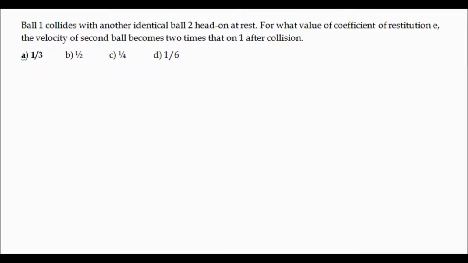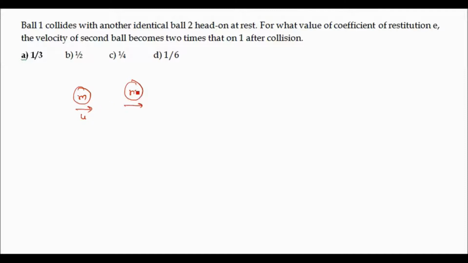Now we will move to our next problem, and this problem says that ball 1 collides with another identical ball 2 head on at rest. So for what value of coefficient of restitution e, the velocity of second ball becomes 2 times that of first ball after collision. So this problem is similar to the previous problem. Ball 2 is an identical ball, so this ball is having mass m and the first ball having mass m also. Ball 1 is moving with velocity equal to u.